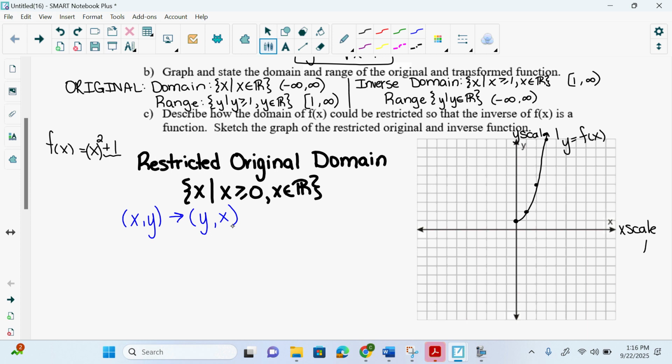So my first coordinate is (0, 1). It's going to become (1, 0). Then I have (1, 2). It's going to become (2, 1). Then I have (2, 5). It's going to become (5, 2).